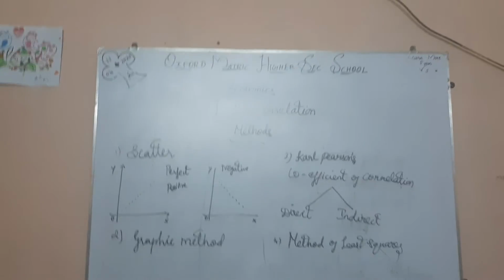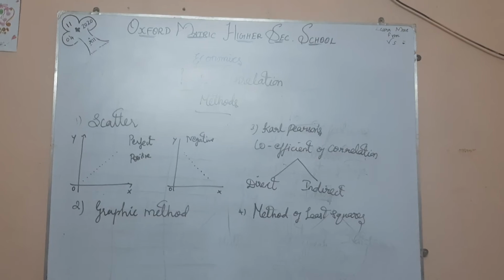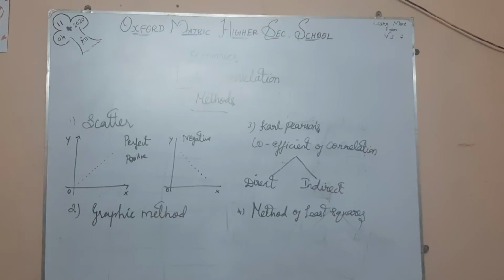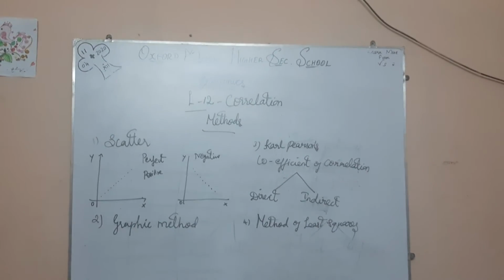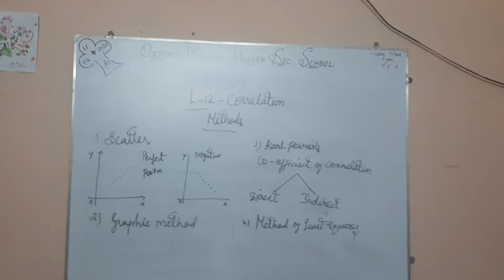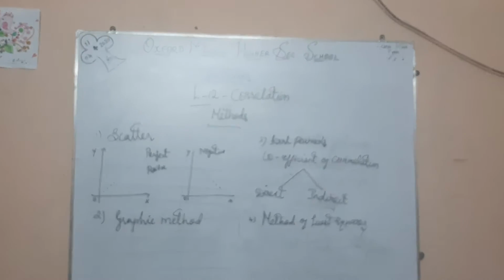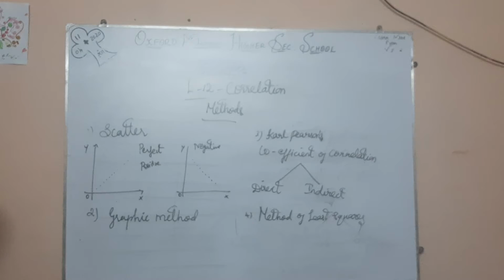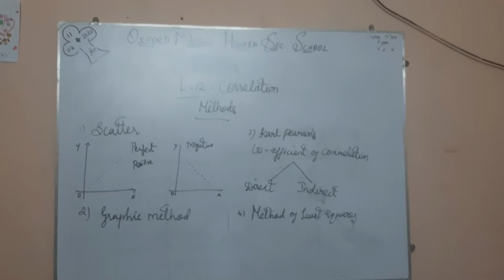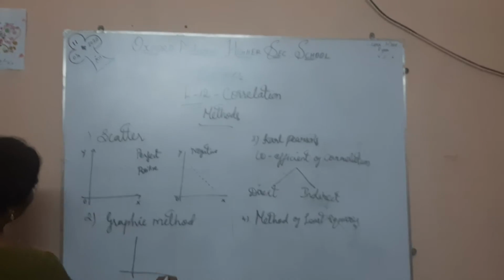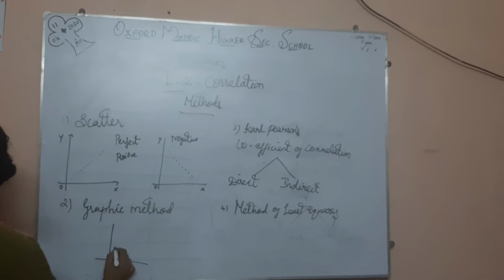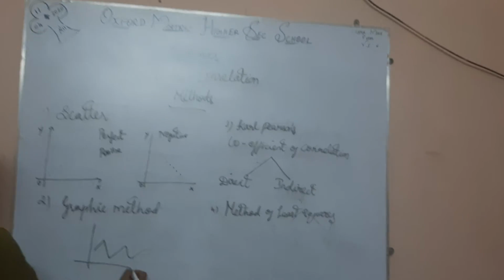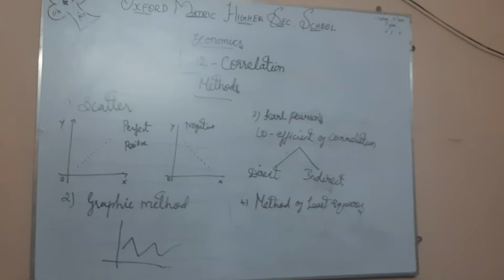Graph method. Next one is the graphic method. In this method, the individual values of the two variables, say x and y, are plotted on graph sheet and the curves of both variables are drawn. What I have given here is the same, but it will move in a curved manner. That is called the graphic method.